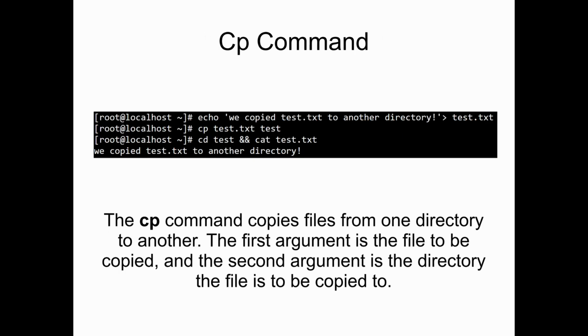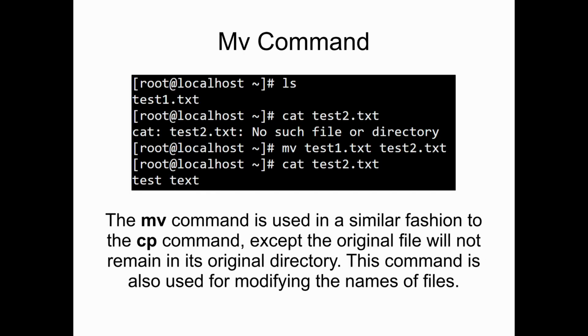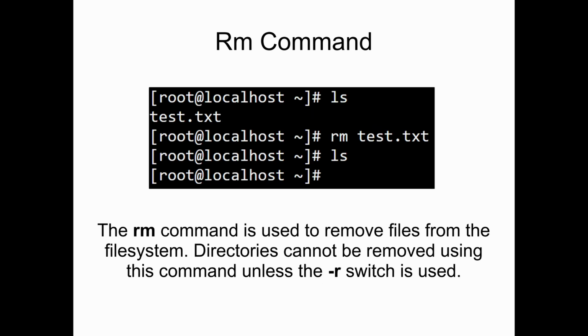The cp command copies files from one directory to another. The first argument is the file to be copied, and the second argument is the directory the file is to be copied to. The mv command is used in a similar fashion to the cp command, except that the original file will not remain in its original directory. This command is also used for modifying the names of files. The rm command is used to remove files from the file system. Directories cannot be removed using this command unless the -r switch is used.